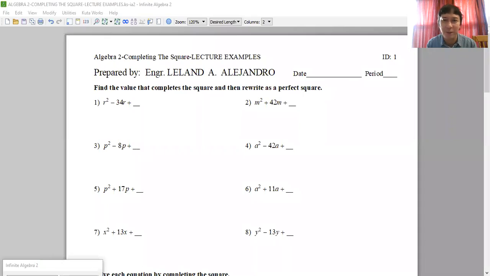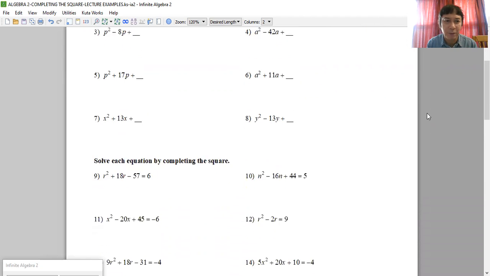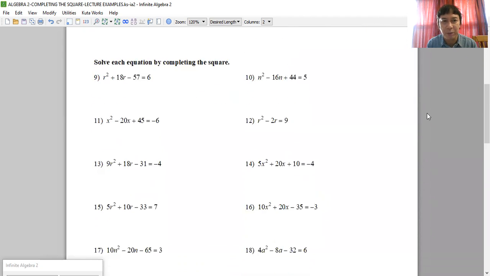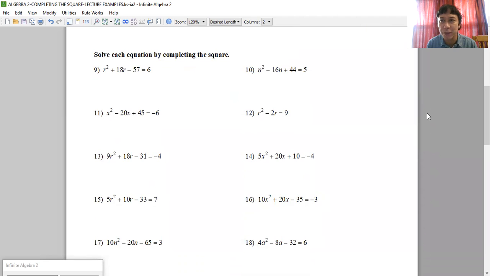Let us see the problem set on the other screen. This will be our problem set: Completing the Square. These will be our lecture examples, and the instruction is to find the value that completes the square and then rewrite as a perfect square. At the lower part of the problem set, we will have the equations, where we solve each equation by completing the square. I'm going to discuss the details for each topic.